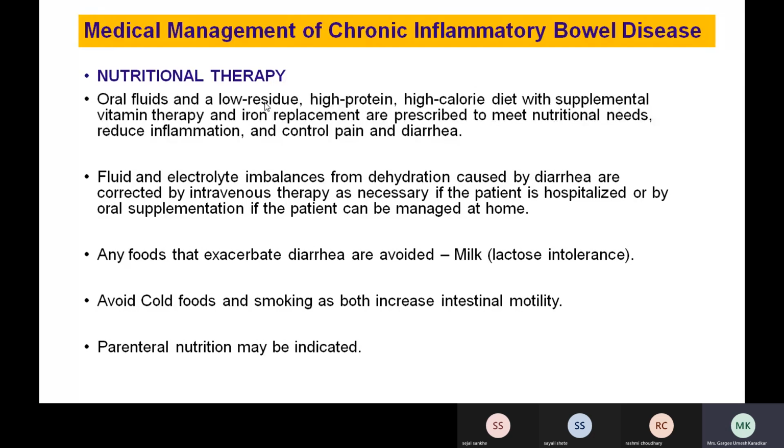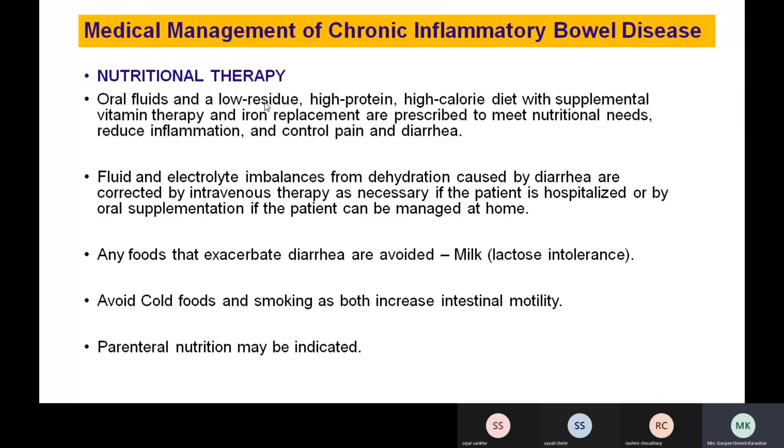Not only the diet, but we also have to keep an eye on the fluid levels and the electrolyte imbalance happening in the body. Why would this occur? Because of the dehydration, because the patient is passing excessive stool, that is, the patient is having diarrhea. It is corrected by giving intravenous therapy if the patient is admitted. But if the patient is at home, then at home also fluid and electrolyte balance has to be maintained. The patient needs to be explained about the oral supplementation. Then any foods that will exacerbate diarrhea should be avoided.